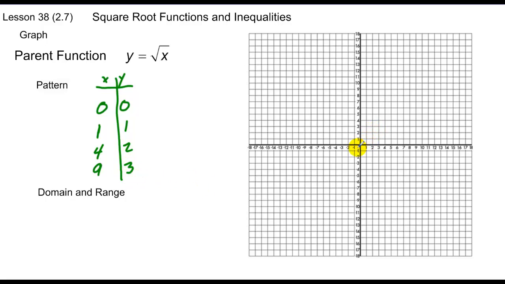Now I graph those points. Here's 0, 0, 1, 1, 4, 2, 9, 3. And we get some curve shape that looks like this. Domain of this is x is greater than or equal to 0 because it's all x values to the right of 0. And the range for this is all y's that are greater than or equal to 0 because it starts at 0 and moves up forever.